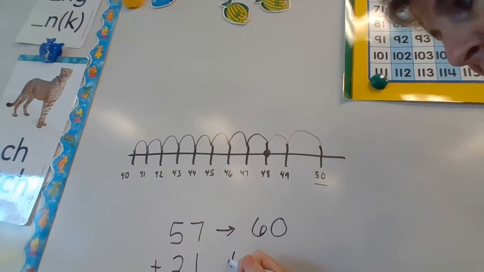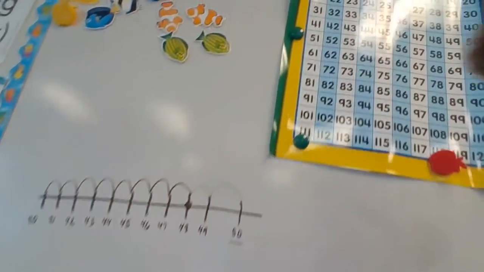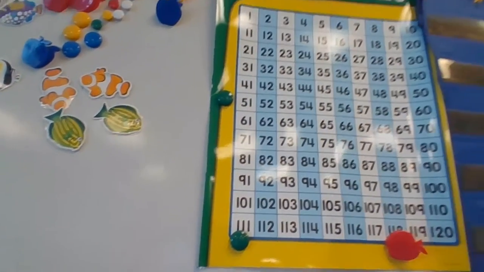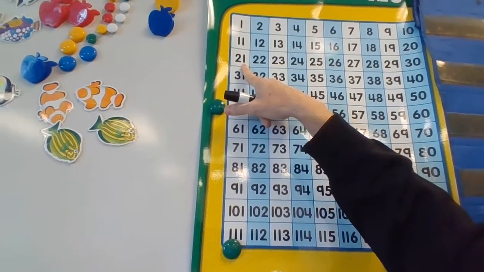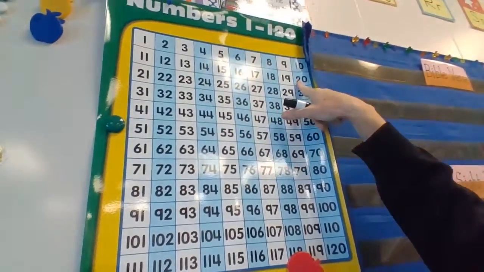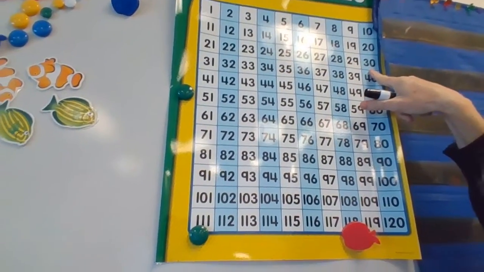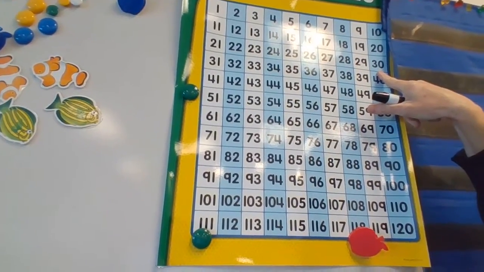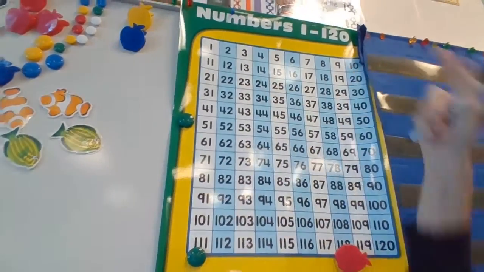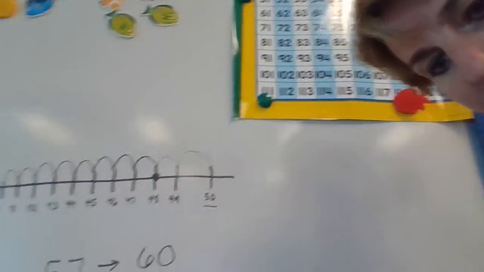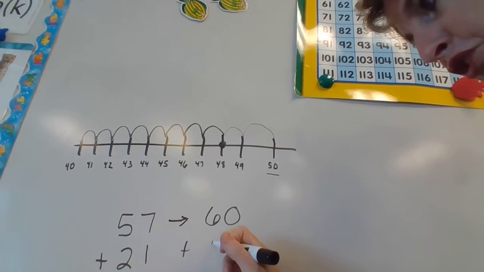Okay, my next number is 21. So I look up at my hundreds chart if I need to, and I say, here's 21. What's the 10 it's closest to? Is it closest to 20 or is it closer to 30? Alex? That's right, it's closer to 20. It's only one away from 20. So I come back to my problem and I say 21 is closer to 20.